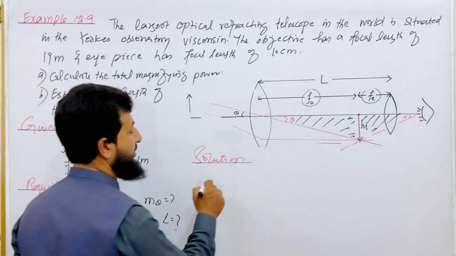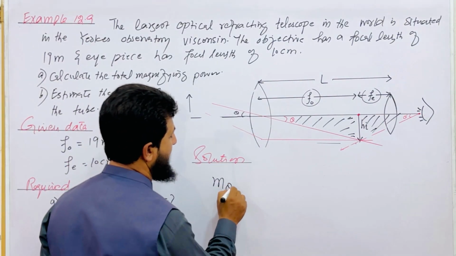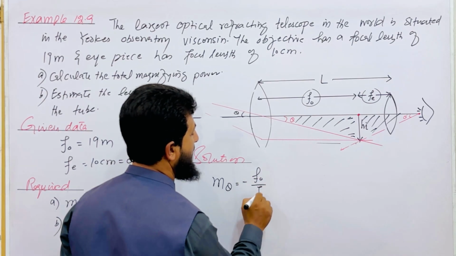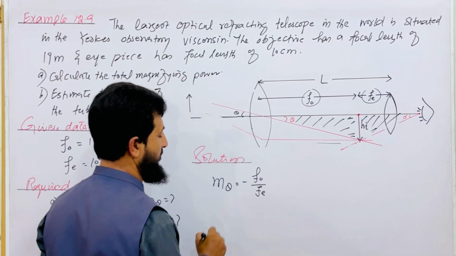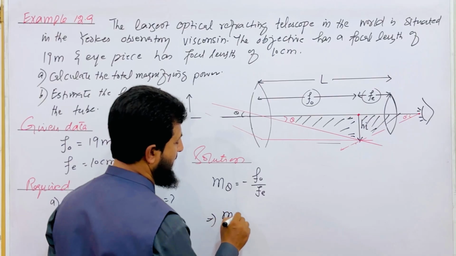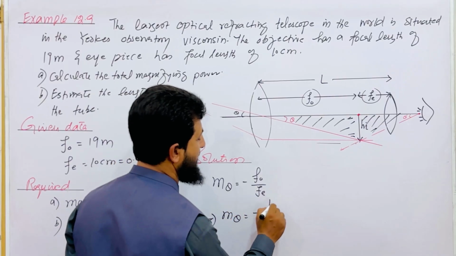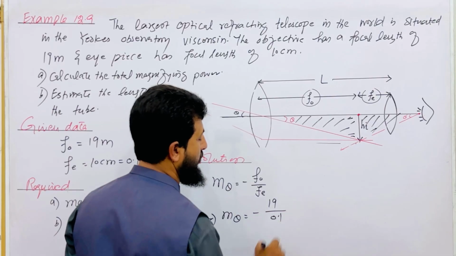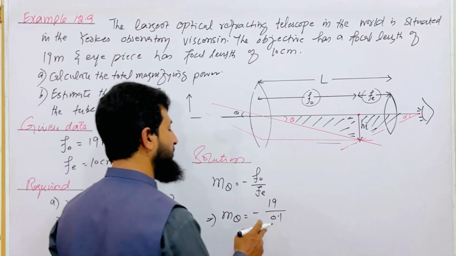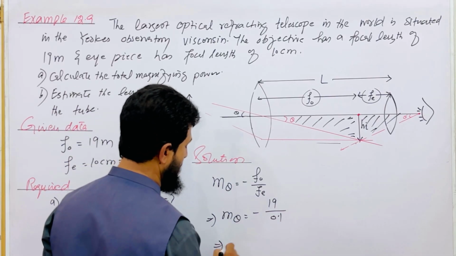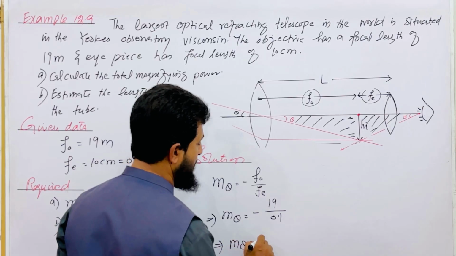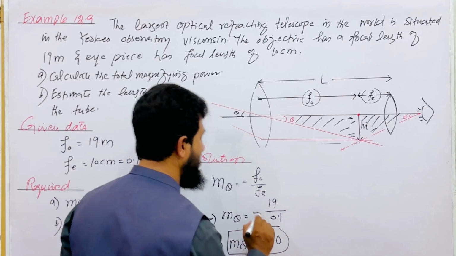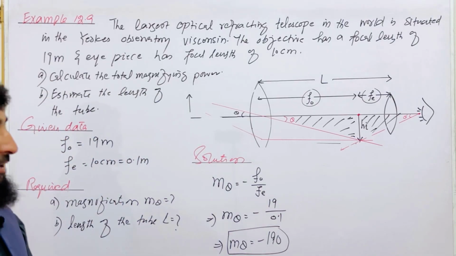मैंने आपको प्रीवियस लेक्चर में बताया था कि मैग्निफिकेशन ऑफ द रिफ्रैक्टिंग टेलीस्कोप वो माइनस फोकल लेंथ ऑफ ऑब्जेक्टिव डिवाइडेड बाय फोकल लेंथ ऑफ आईपीस के बराबर होता है. यहाँ पर हम वैल्यूज पुट करेंगे. माइनस फोकल लेंथ ऑफ ऑब्जेक्टिव इज 19 मीटर डिवाइड फोकल लेंथ ऑफ आईपीस इज 0.1. जब 19 को हम 0.1 से डिवाइड करते हैं तो जो आंसर आता है वो m theta इज इक्वल टू माइनस 190. So this is the magnification of this refracting telescope.